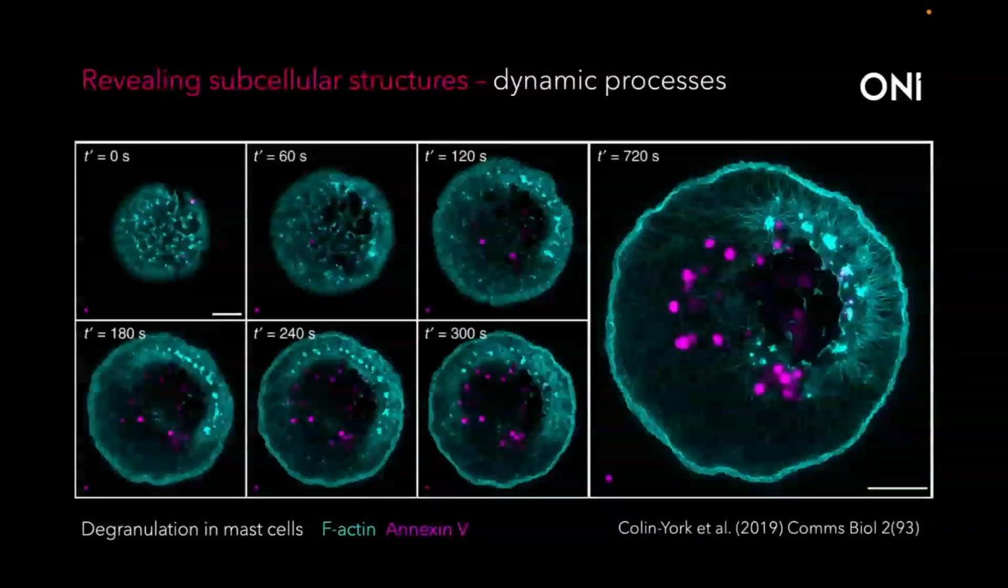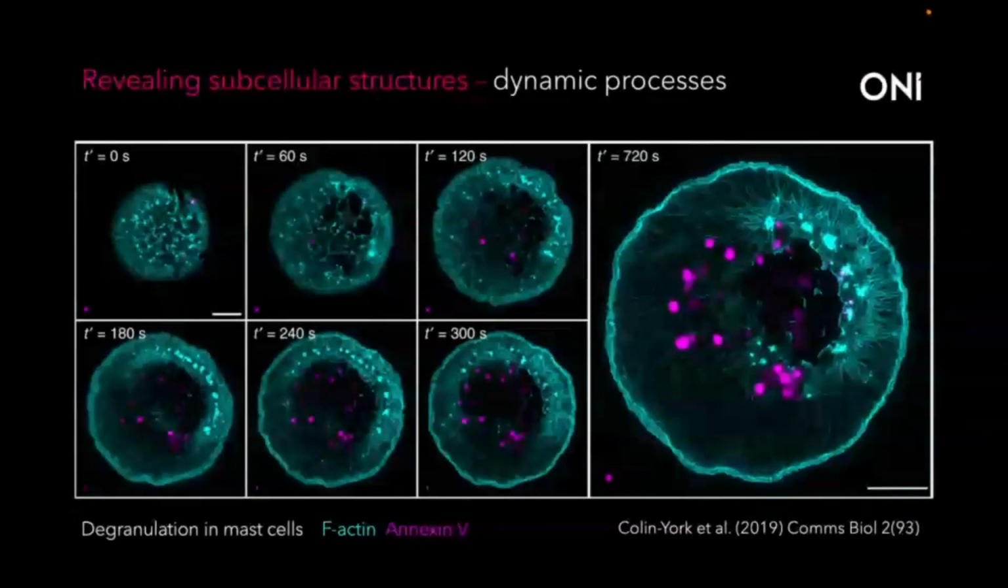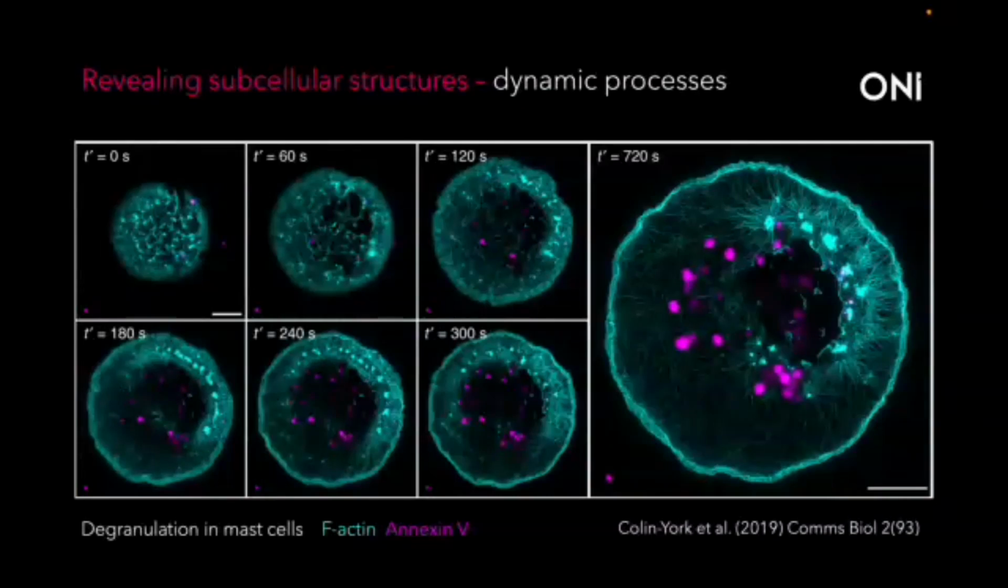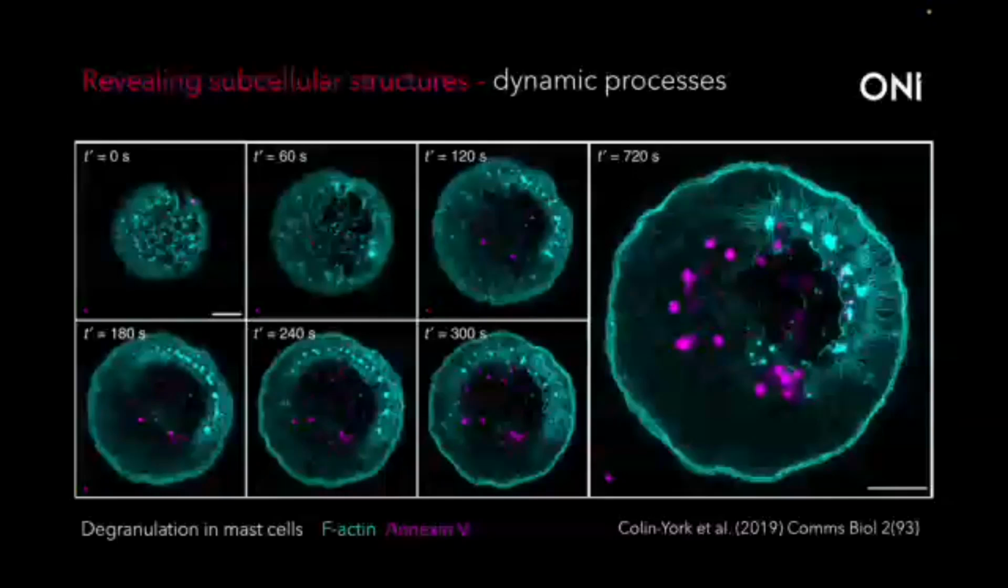As an example here, this is a case of the degranulation process that occurs in mast cells, and this was done by Marco Fritz's group. And this was actually taken using a form of super resolution called structured illumination microscopy. Here, they've been looking at the dynamic processes that underpin actin reorganization within mast cells as degranulation occurs. In cyan, you can see the actin, and then in magenta, you can see Annexin-5, which is essentially a marker for the fusion of intracellular vesicles with the surface. So this is a degranulation event.